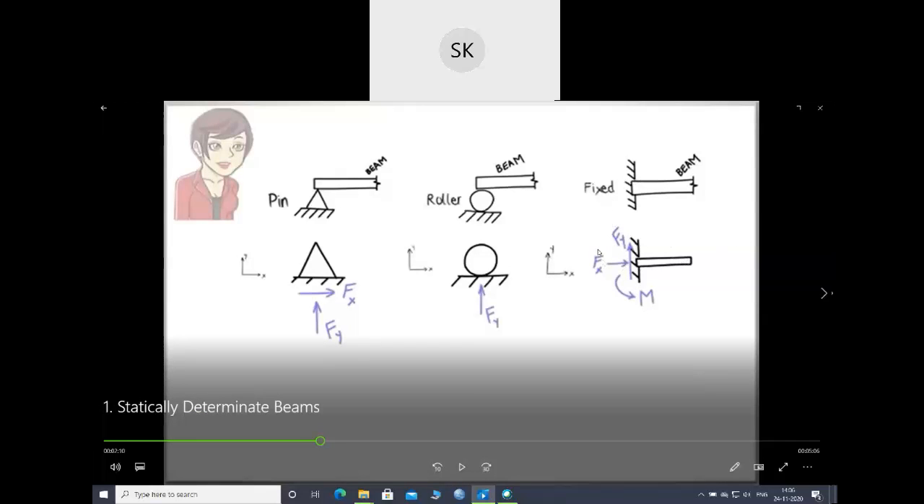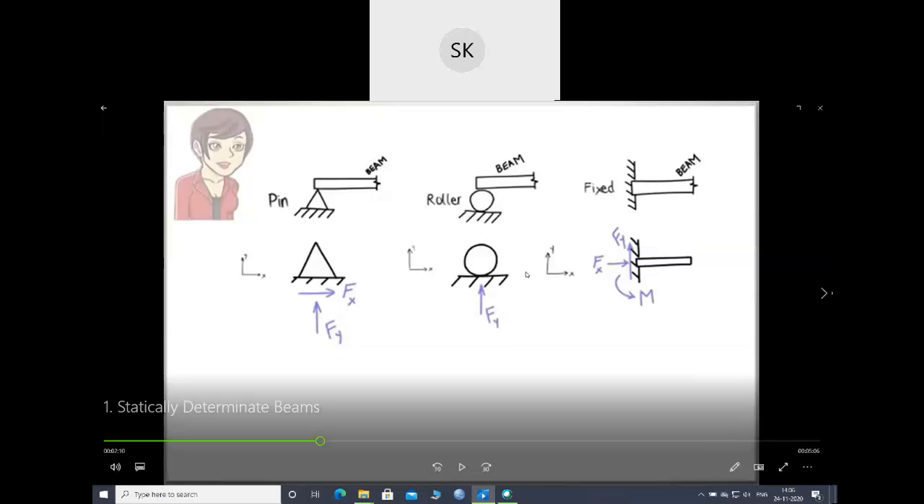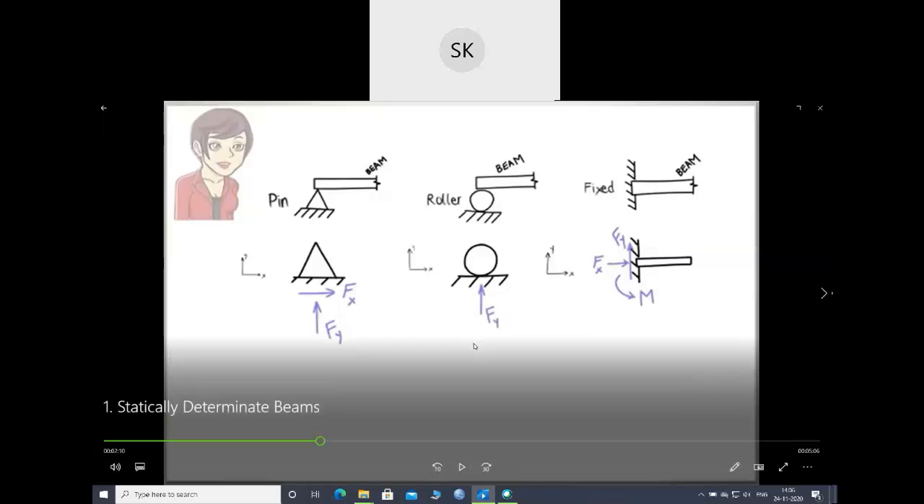It will resist your horizontal movement, horizontal force, vertical force, and it will resist the moment. Your roller support will only resist the vertical movement. It will allow horizontal motion, and your pin support will resist both horizontal and vertical motions. You should know about these reactions to solve the problems in shear force and bending moment diagrams or in trusses. So you should know which support will give how many reactions.